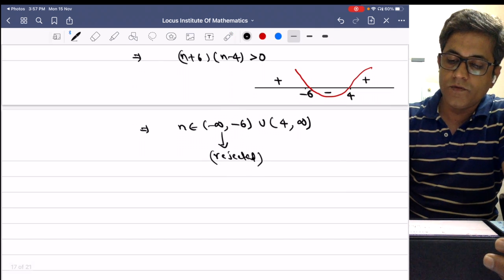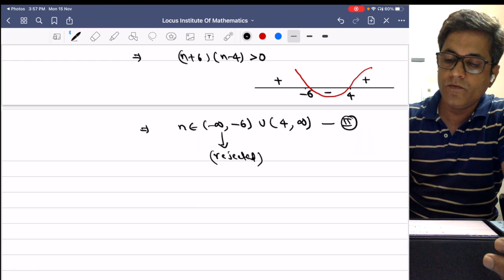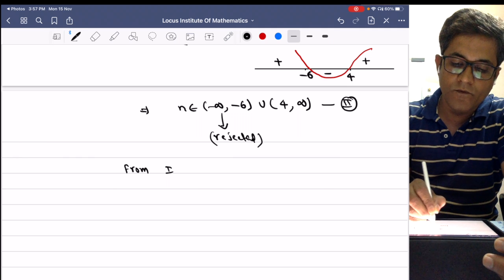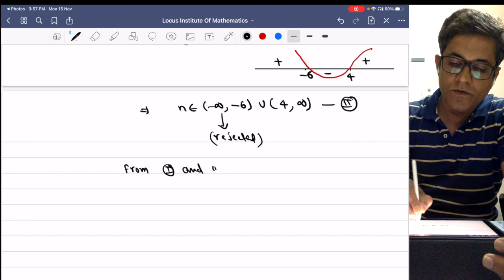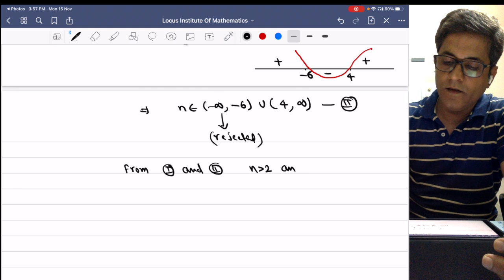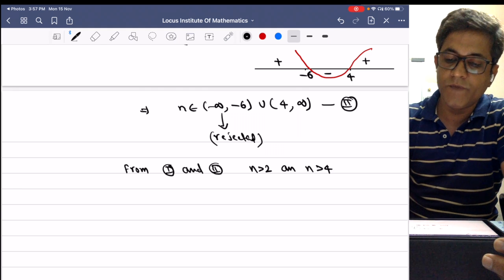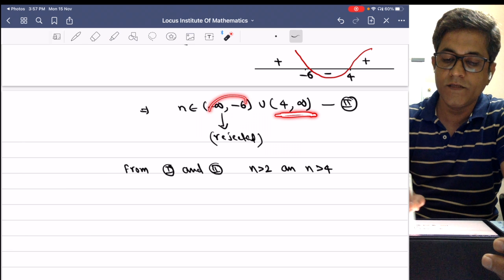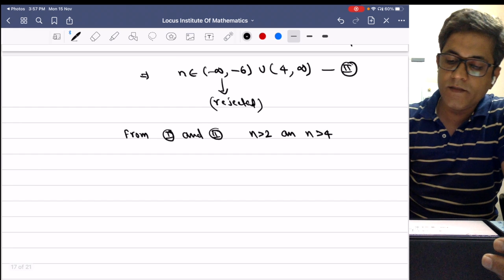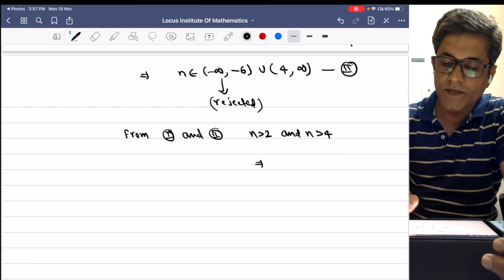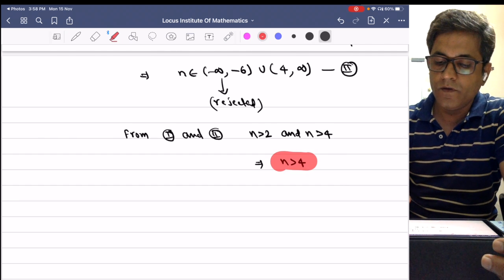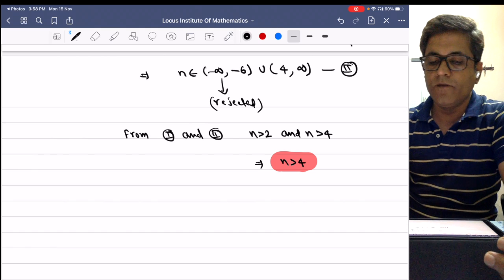From 1 and 2, n is greater than 2 and n is greater than 4 from this interval, because the other one is rejected since n is a natural number. So n is greater than 2 and n is greater than 4. That implies the intersection is n greater than 4. So n must be greater than 4.